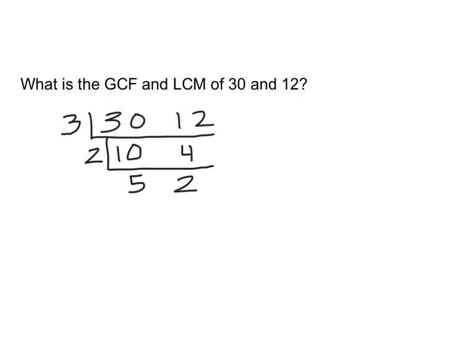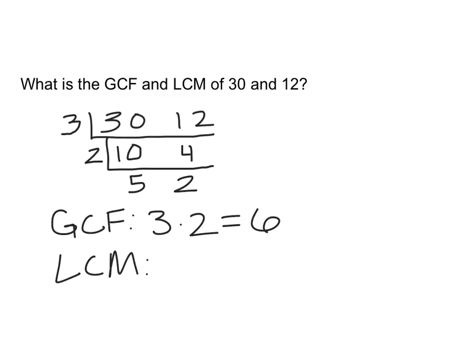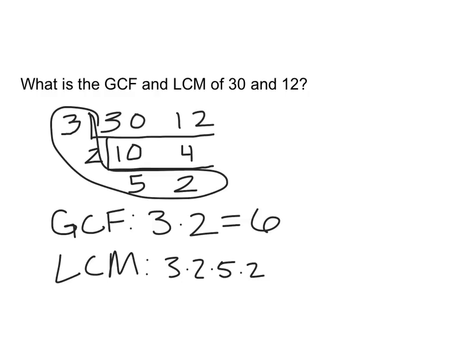Now I just get to calculate. The GCF, the greatest common factor, is going to be the 3 times 2, the numbers on the side. So that's 6. And then the LCM is going to be 3 times 2 times 5 times 2, which will give us 60. So the GCF is 6 and the LCM is 60.